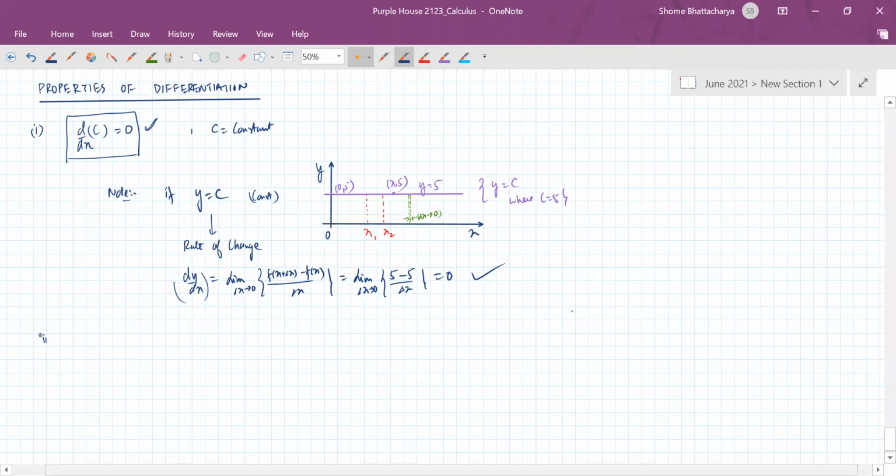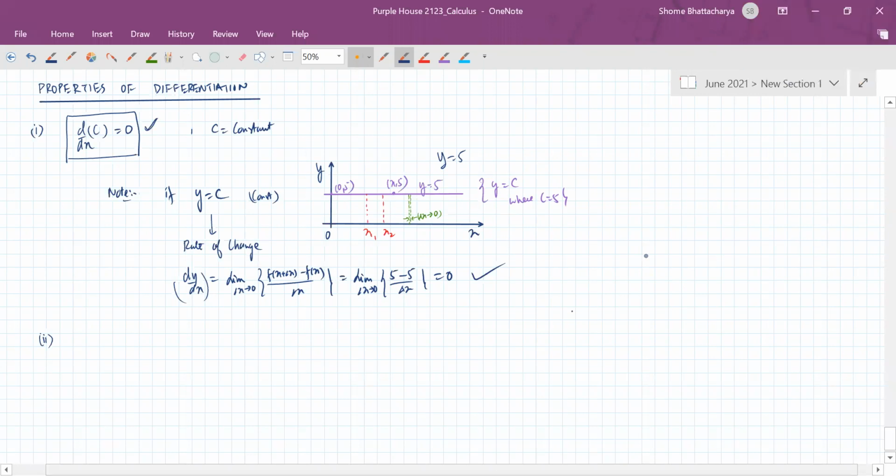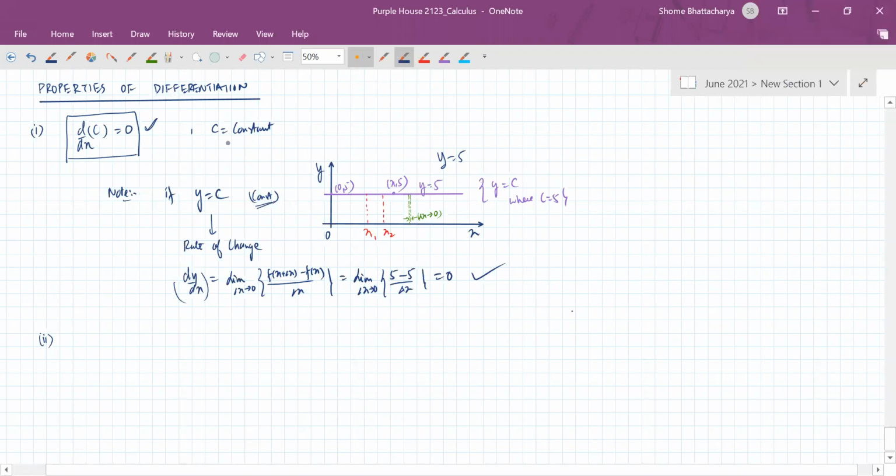Sir, that graph, can you explain once more? So if I have the function y is equal to 5, how will the graph of it look? All the points on the graph should have the y coordinate equal to 5, no? So it should be a horizontal straight line. What have you written inside the bracket near if y is equal to c? Where c is equal to 5. C is a constant.